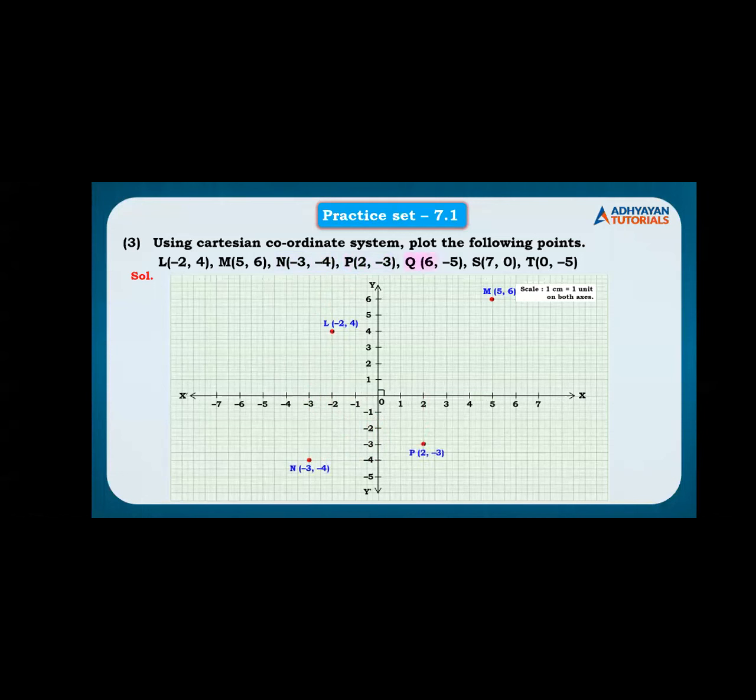6 comma minus 5 again would lie on the same quadrant. 7 comma 0. Now, since the y coordinate is 0, it has to lie on the x axis. So x axis पे 7 comma 0 matlab it is this particular point. So just mark a point there. S 7 comma 0, and then 0 comma minus 5 has to lie on y axis, right? It would be right at the bottom of y axis, right here. I hope it is clear and you people have got the same thing.